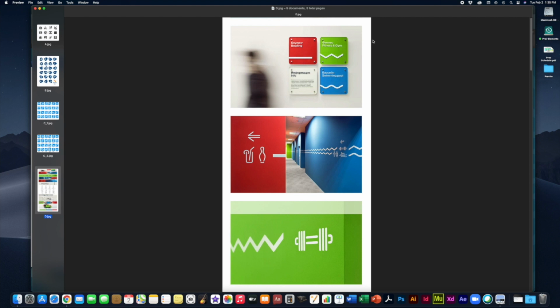An angular line leads you to where the fitness and gym happens. And of course, the curved, wavy line leads you to the swimming pool. And then if you see this photograph of the hallway, you can see that if you follow the blue wall, it takes you down towards the pool. Follow the blue wavy line. You get the red wall with the arrows.